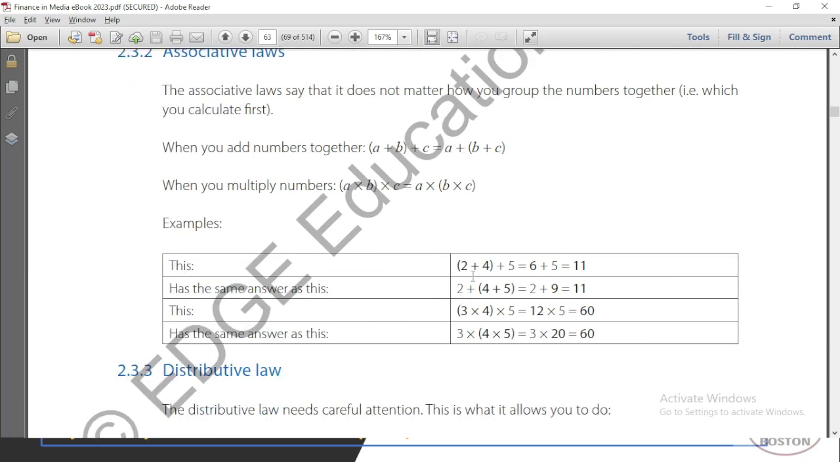If you are actually going to say in brackets 2 plus 4 plus 5 later on, which means that you can instead of doing this, go and say 2 plus in brackets 4 plus 5 close brackets. So it will still give you the exact same answer.